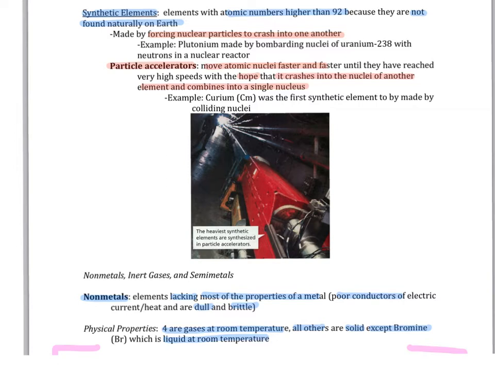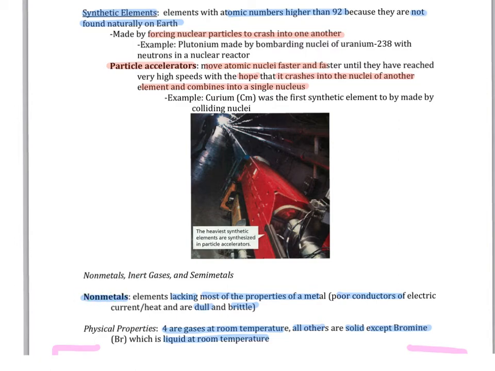An example is curium, which is abbreviated Cm. It was the first synthetic element to be made by colliding nuclei. There also are nonmetals, inert gases, and semimetals.